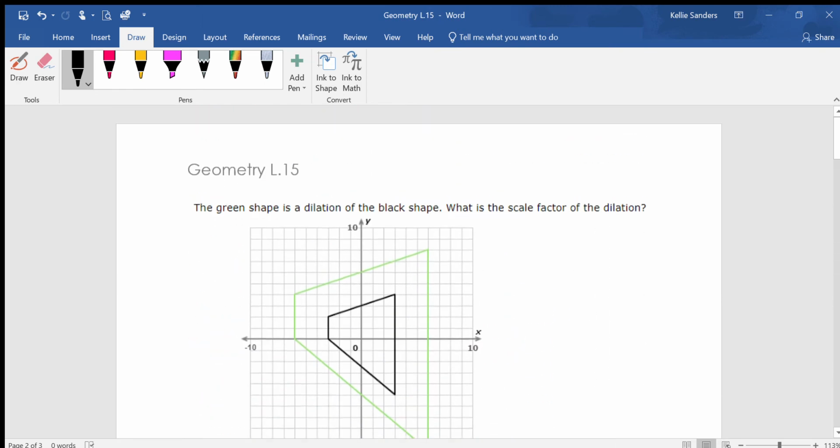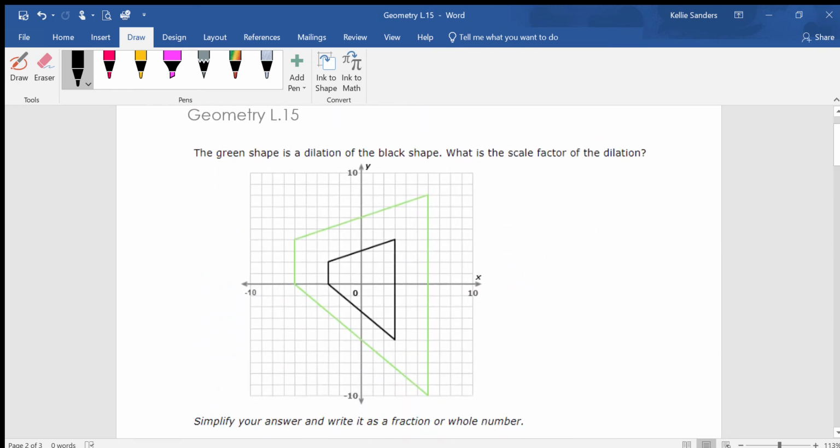I am sorry. I guess I was looking at this earlier and I didn't scroll back up at the beginning. So now we're at the beginning. The green shape is a dilation of the black shape. So the black is the beginning and the green is the ending. So I kind of could have asked this on that last one that I kind of messed up on. So the green one was smaller than the black one. So that's why we knew that we were going to divide also.